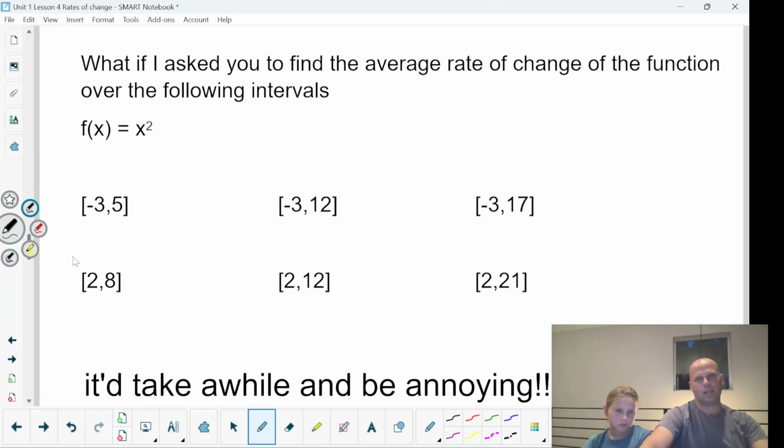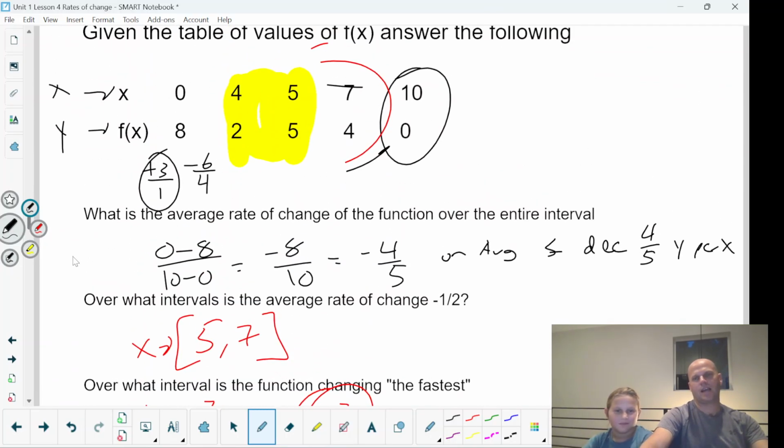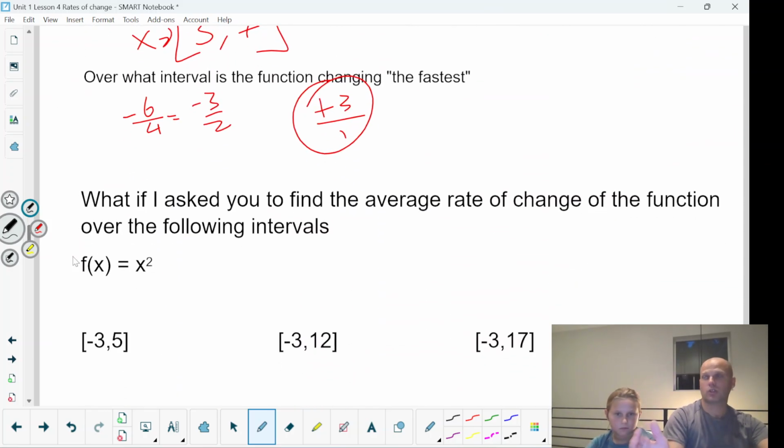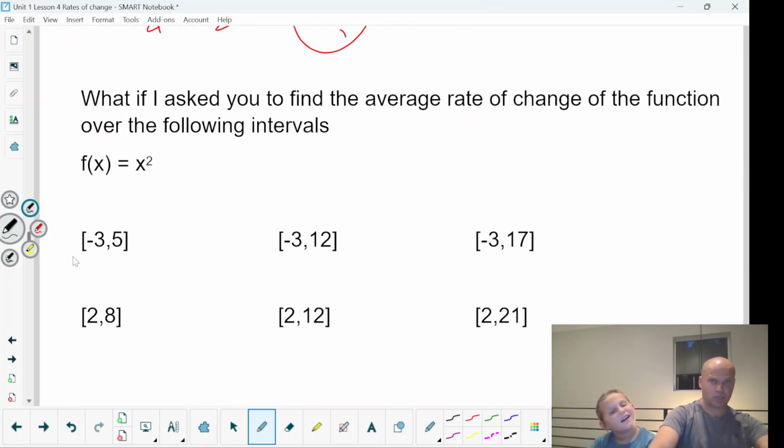Well, now we get into some tough stuff. If you understand that, guys, that's pretty much the lesson. That's the important stuff. Can you use the slope formula? Do you understand the interpretation?